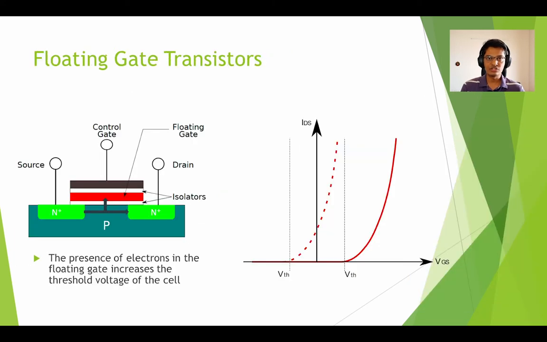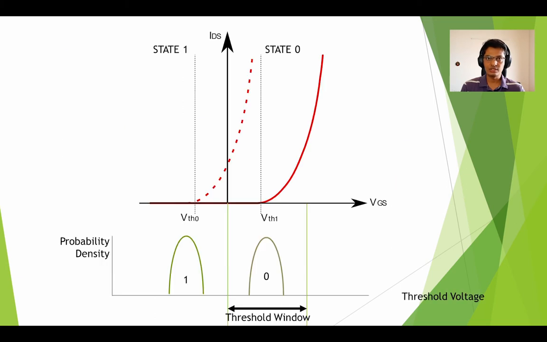The figure here sketches the cross-section of a basic floating gate transistor. Flash memory works by adding or removing electrons to and from a floating gate. A floating gate transistor can be in two states, represented here by state 0 or state 1, depending upon whether or not the floating gate is charged or uncharged.